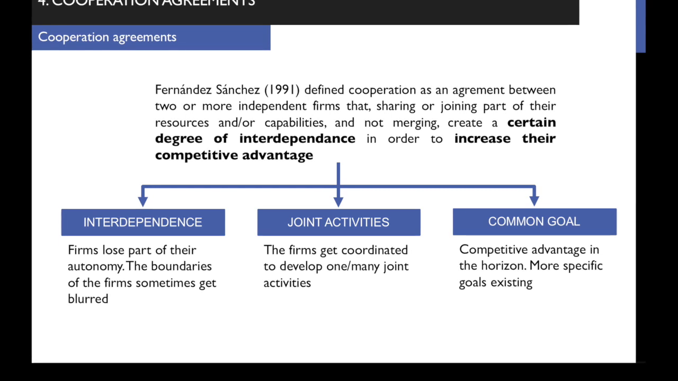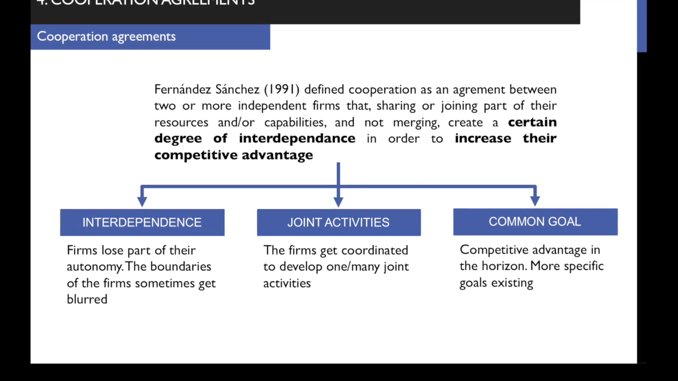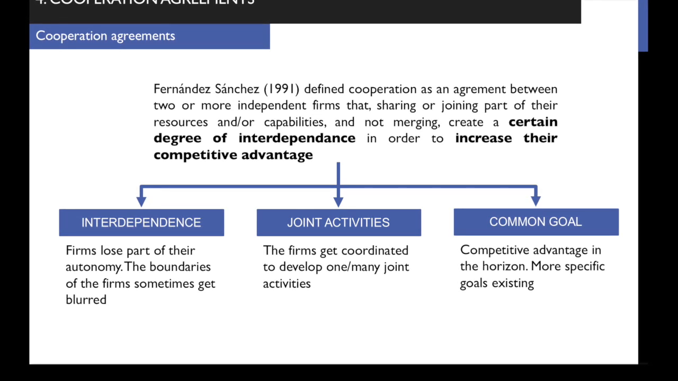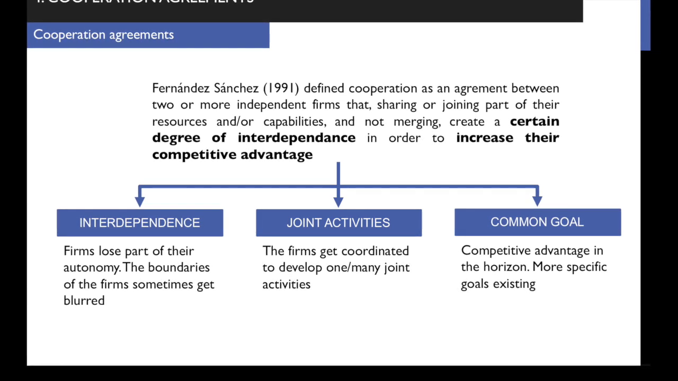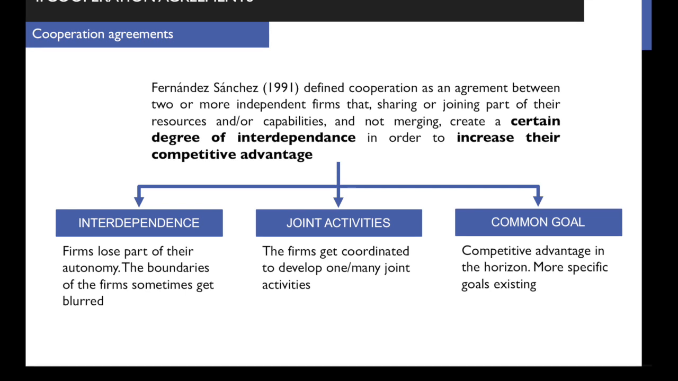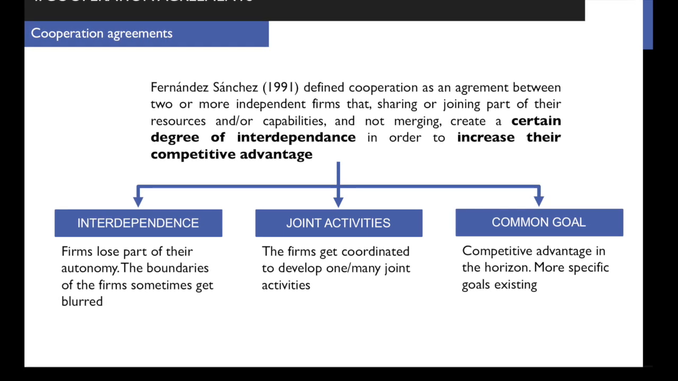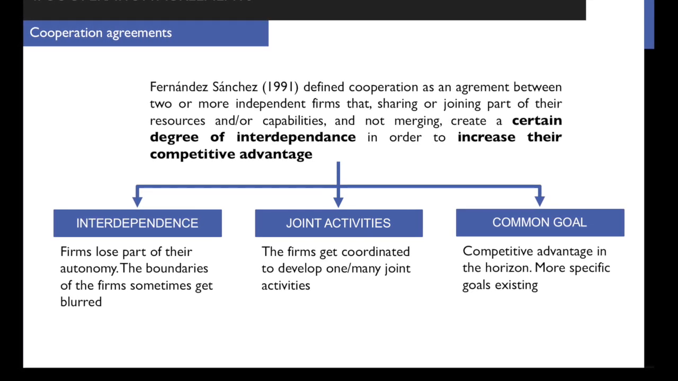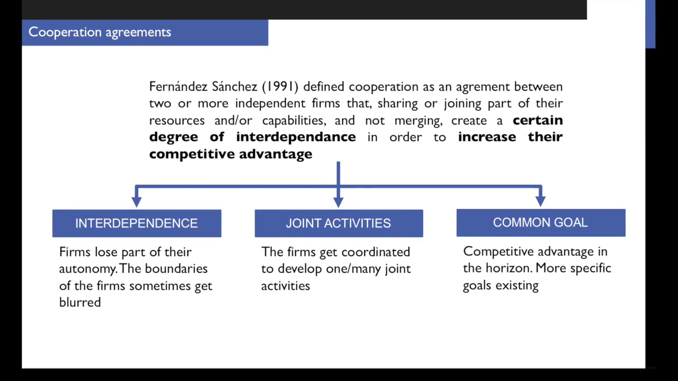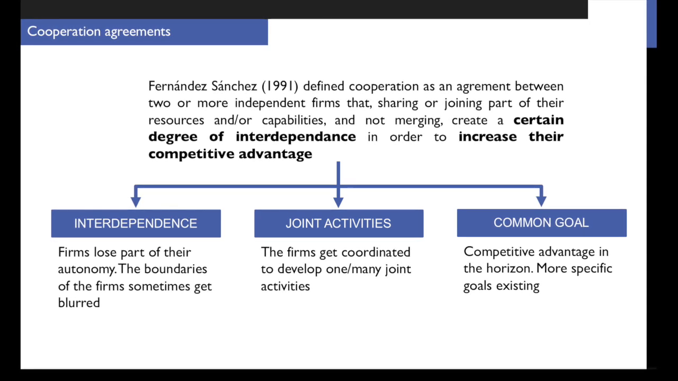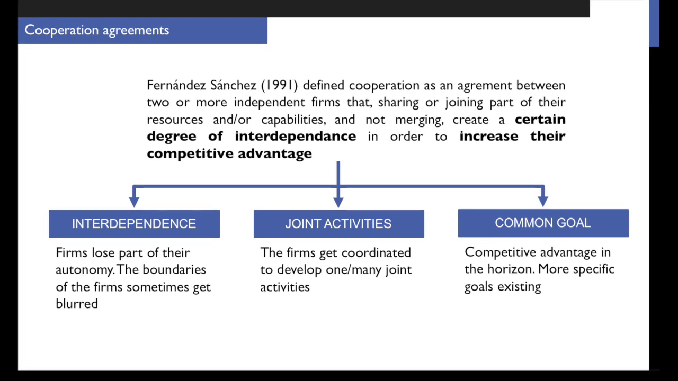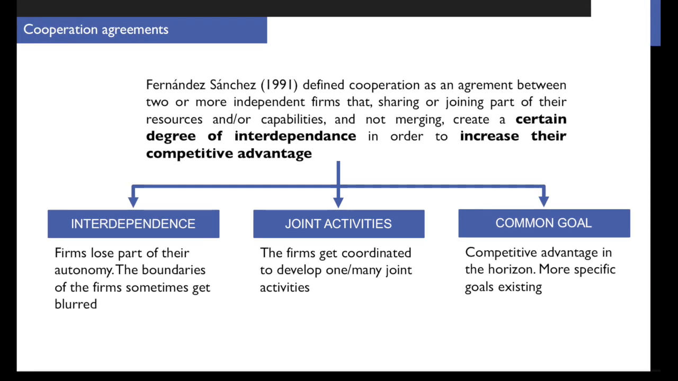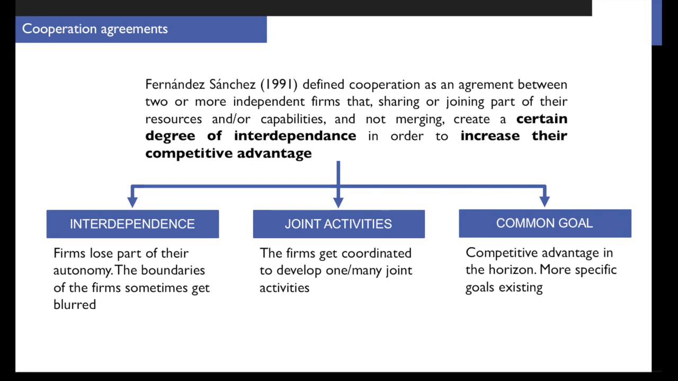What else? They develop joint activities. The firms involved in a cooperation agreement get coordinated in order to develop one or many joint activities in order to achieve a common goal. Well, the common goal should be maximizing the value of shareholder funds in the long run. In order to do that, you want to get a competitive advantage. But in order to do that, there are going to be more specific goals.